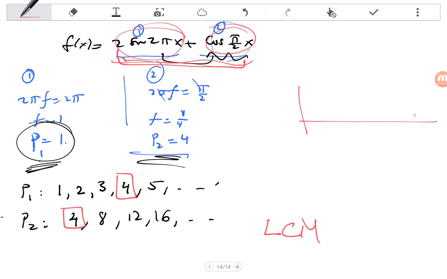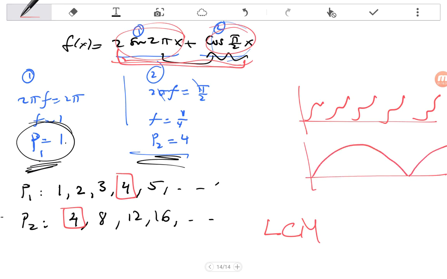You can just check it: this function repeats itself every 1, but another function repeats itself every 4, and so on. So when I add them, I need them to be repeated. So the fundamental period will repeat every 4, not every 1. Why? Because the second one doesn't repeat itself every 1.